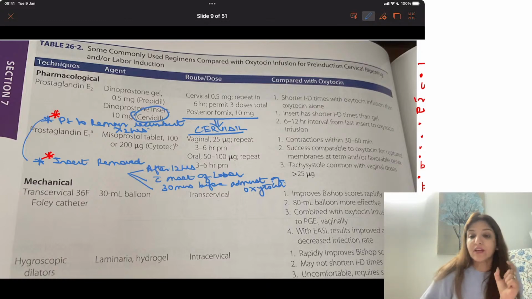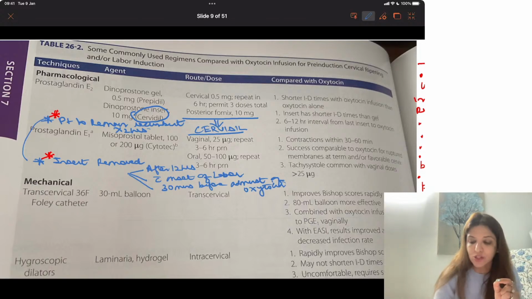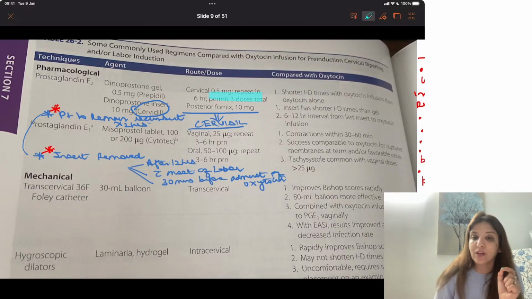So, all those who have given the INICET mock test, you would have seen an image of Servidil insert also in one of the mock tests, and they had asked you what is the total amount of PGE2 which is contained in this Servidil. So the total amount of dinoprostone or PGE2 which is present in Servidil is 10 milligrams, whereas in Serviprim gel, which is commonly used in your labor rooms, it is 0.5 mg. Serviprim can be repeated after every 6 hours and maximum you can give up to 3 doses.